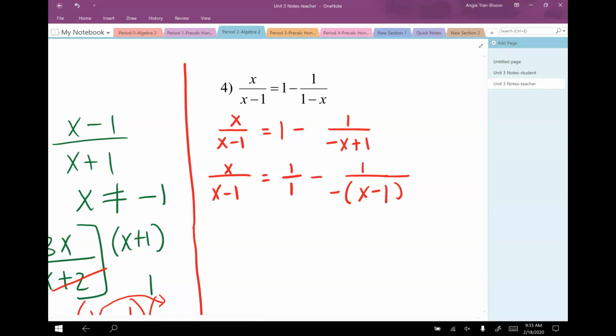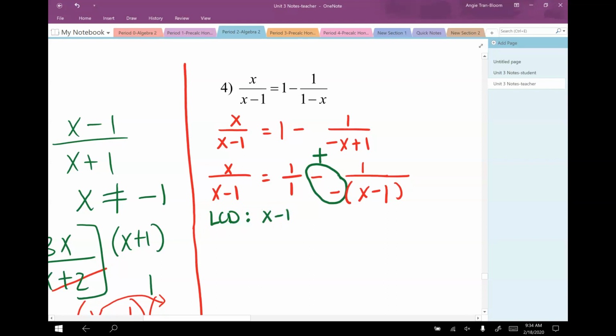Here's another thing. You have a minus and then a negative. Two negatives, just like in Algebra 1, we'll change into a positive. So this is now not a subtraction question, it's an addition question. That's why we want to take out the negative sign. LCD, y'all. What's your LCD? Yep, we only have one term, which is x minus 1.